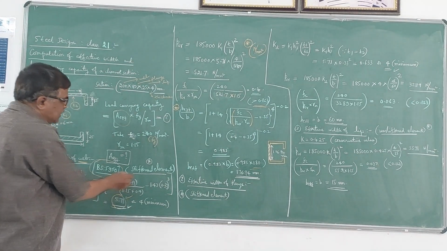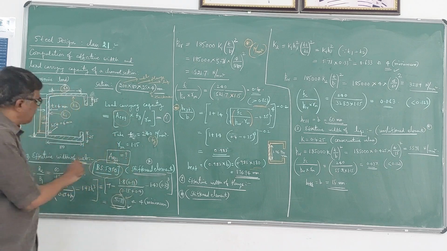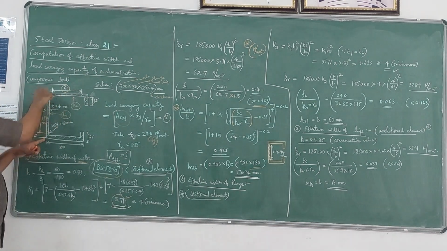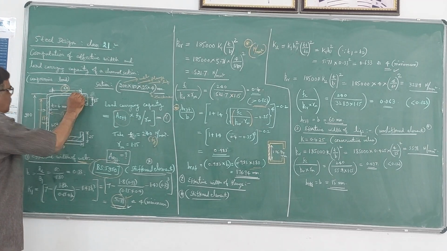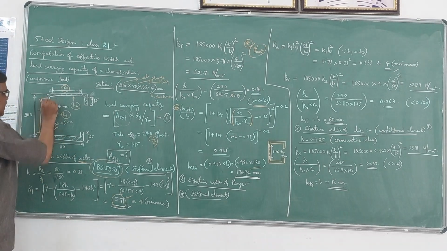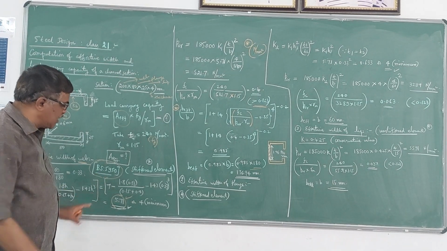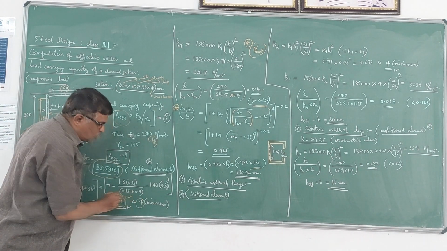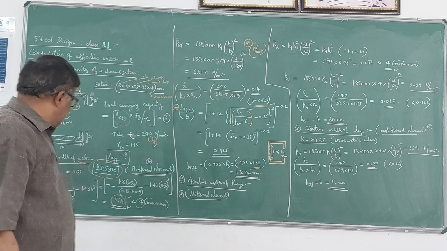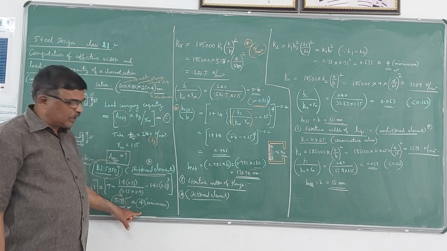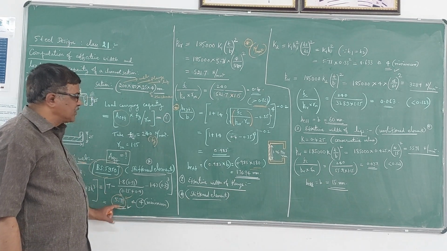This web portion is considered as a stiffened element because on both sides it has supports. This flange will support this side, and this flange will support this side. So this web is considered as a stiffened element. For the stiffened element, the minimum value of K1 according to the code is 4, but it is greater than 4, therefore you have to consider this value.